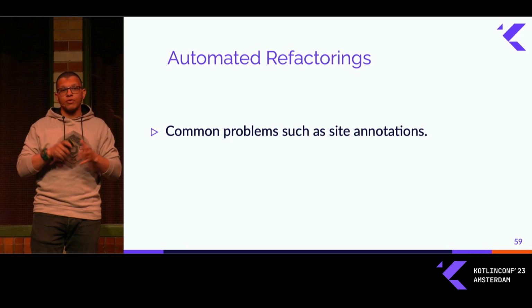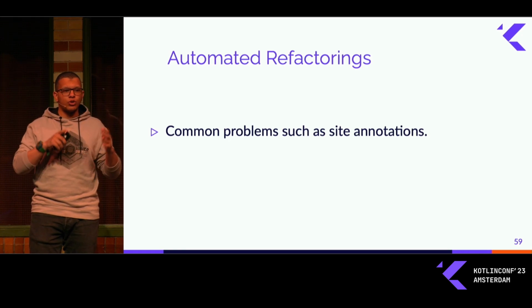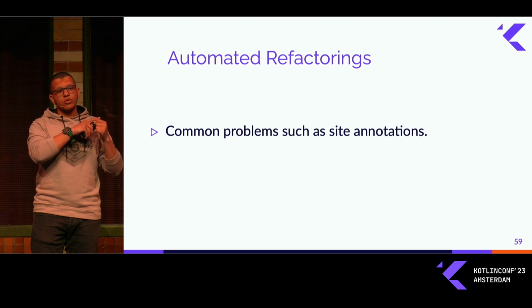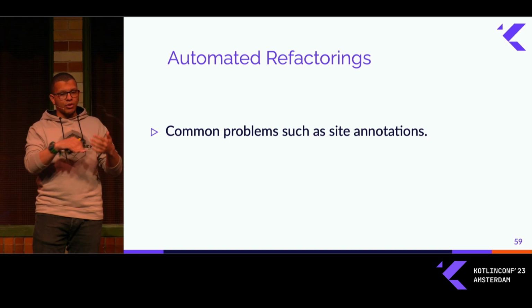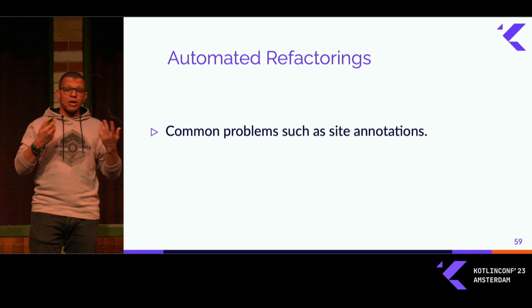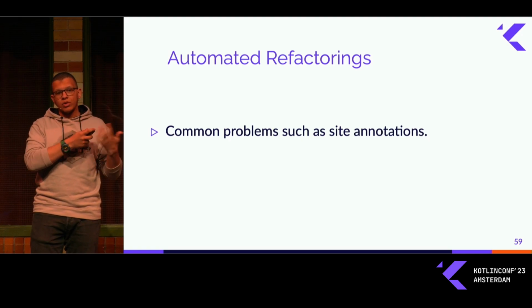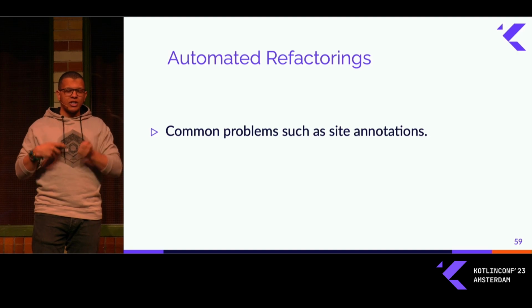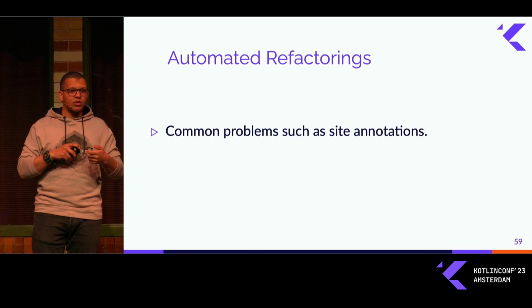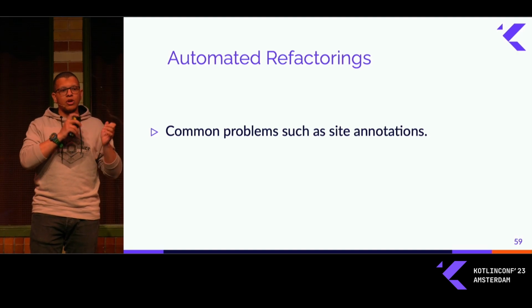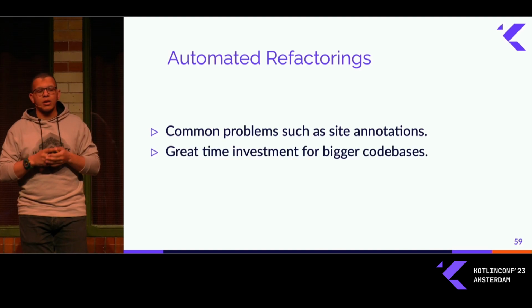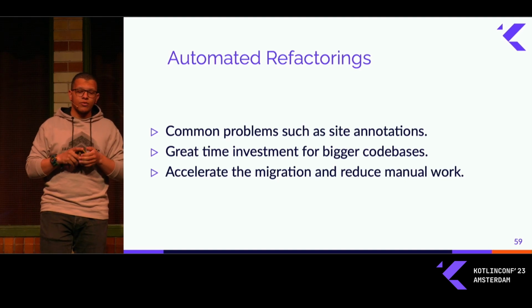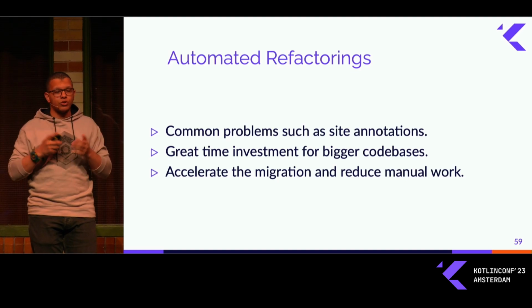For the use-site annotation, let's take JUnit, for example. When you define a rule in Kotlin, you have to prefix it with get, because JUnit requires the annotation to be on the getter in the bytecode, of course. But by default, the J2K won't be able to do that. So you can create a script that will replace the normal @Rule with the @get:Rule. Okay, so this will be a great time investment for bigger code bases, and of course, it will accelerate the migration and reduce the manual work.